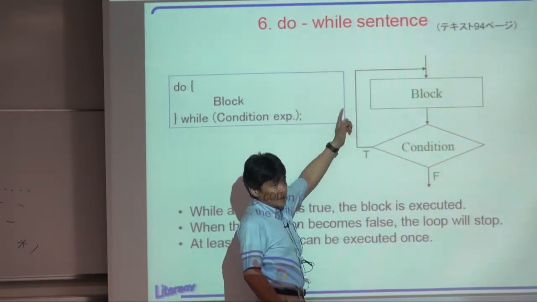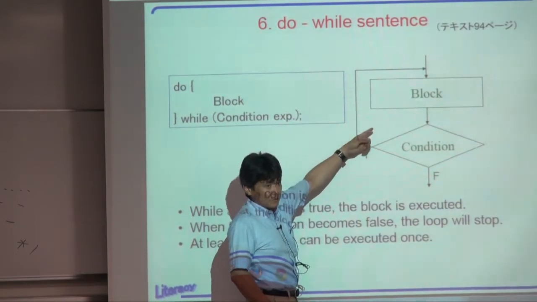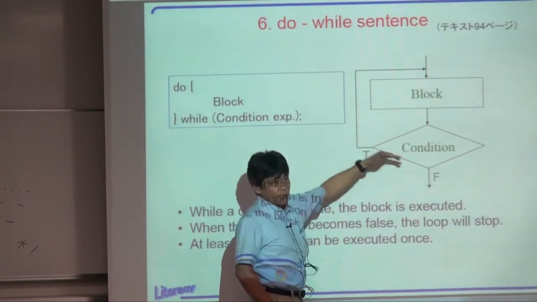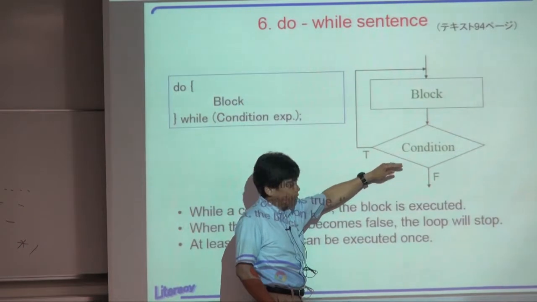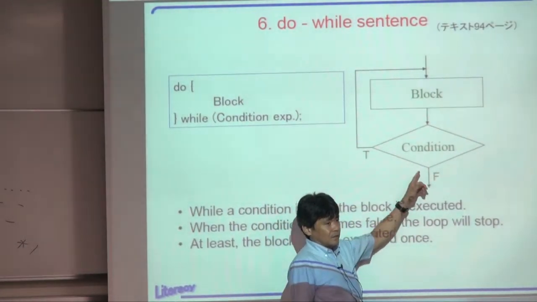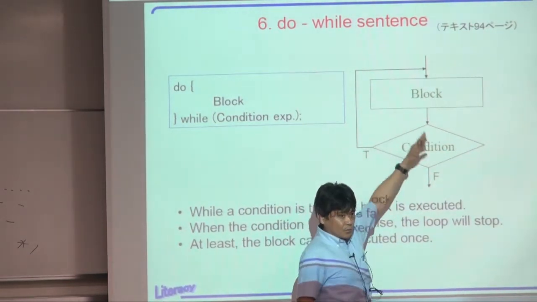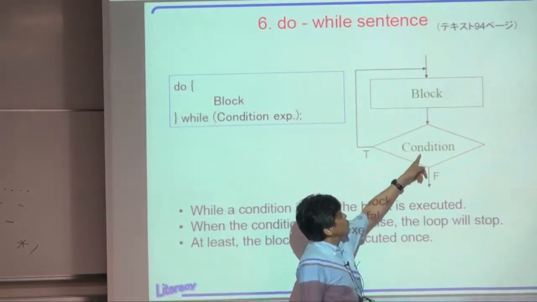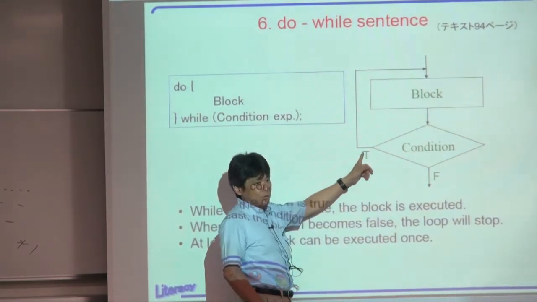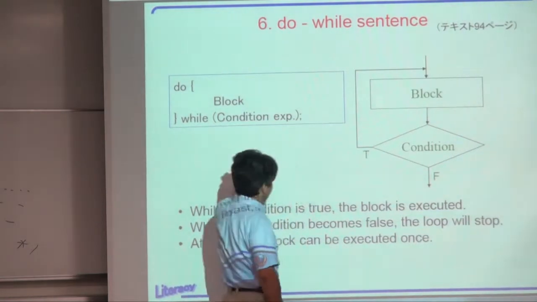In any case, the block will be executed at least once. Then the condition will be evaluated. If the condition becomes false, the execution process exits from this loop. If the condition is true, the block will be executed again.